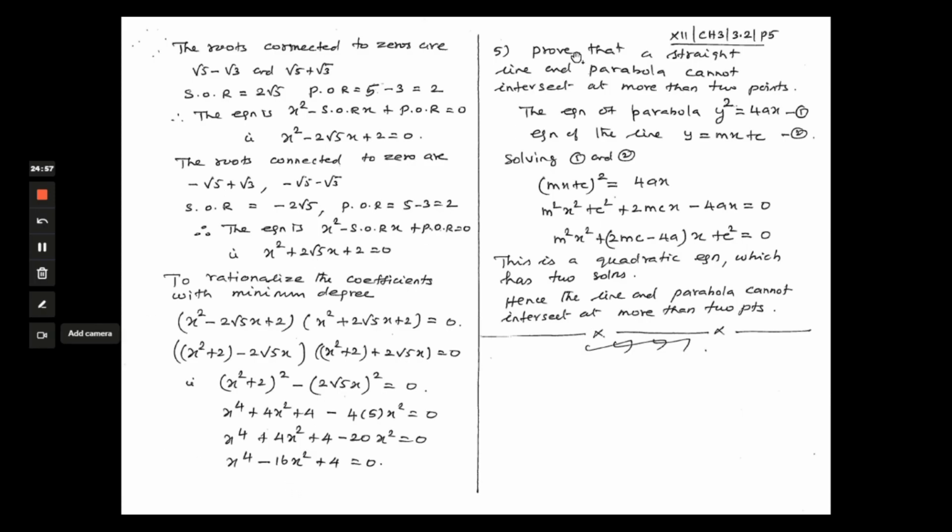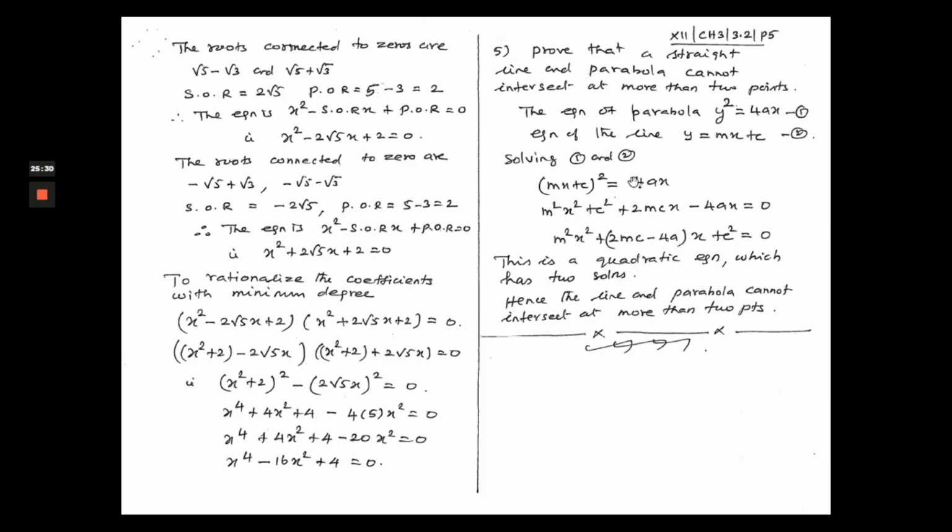Next, prove that a straight line and a parabola cannot intersect at more than 2 points. Straight line equation is y is equal to mx plus c. Parabola equation is y squared is equal to 4ax. We have to show that a parabola and a straight line cannot intersect at more than 2 points.